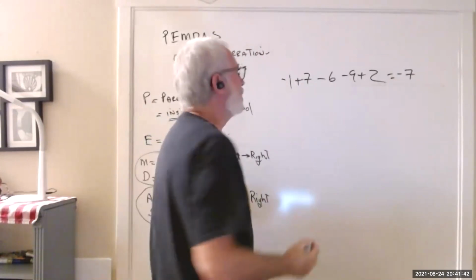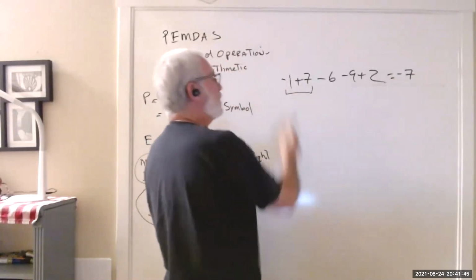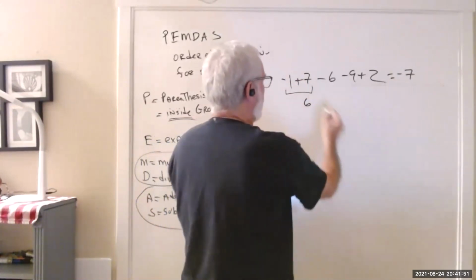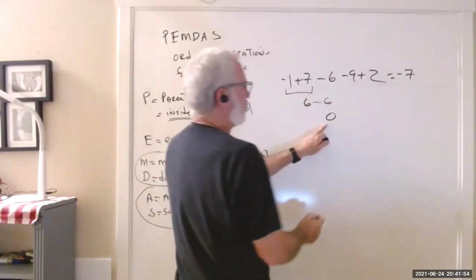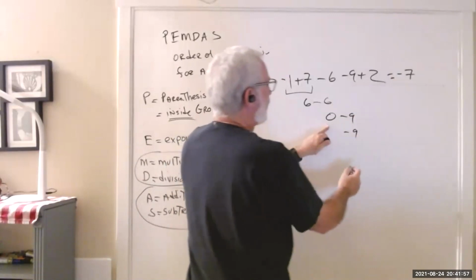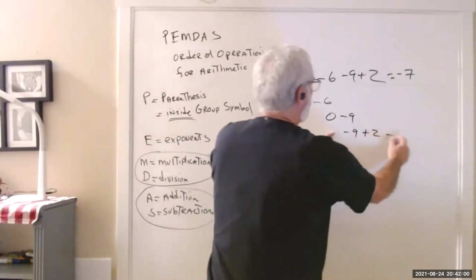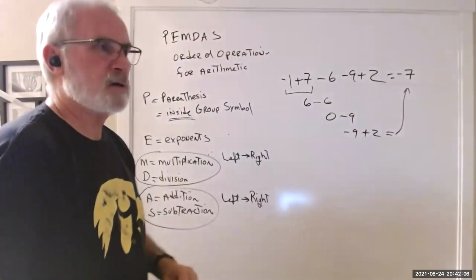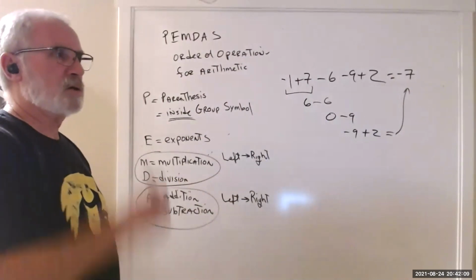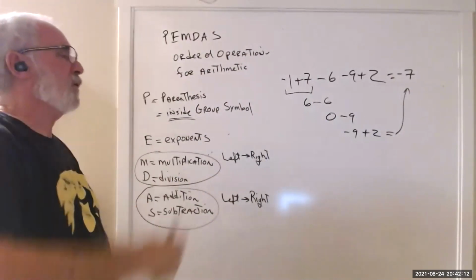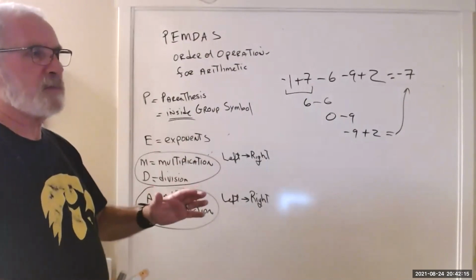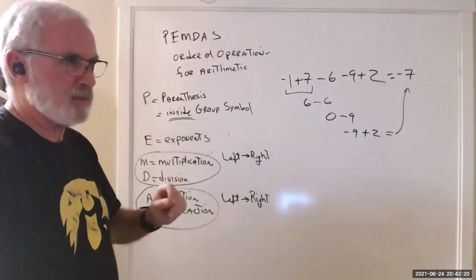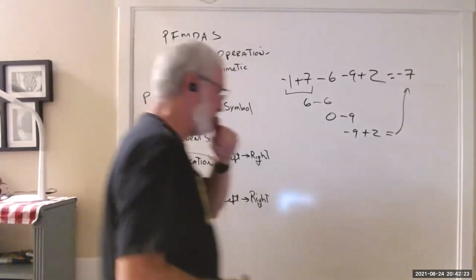All right, that's what I got. Technically, you're supposed to do these two. -1 plus 7 is actually 6. Then you're working from left to right, so 6 minus 6 is 0. 0 minus 9 is -9. -9 plus 2 is -7. Again, are there shortcuts? Of course there are. But this is the way that everybody will get the same answer. Take a shortcut, I don't care, but get the same answer I get. Get the same answer the teacher gets.